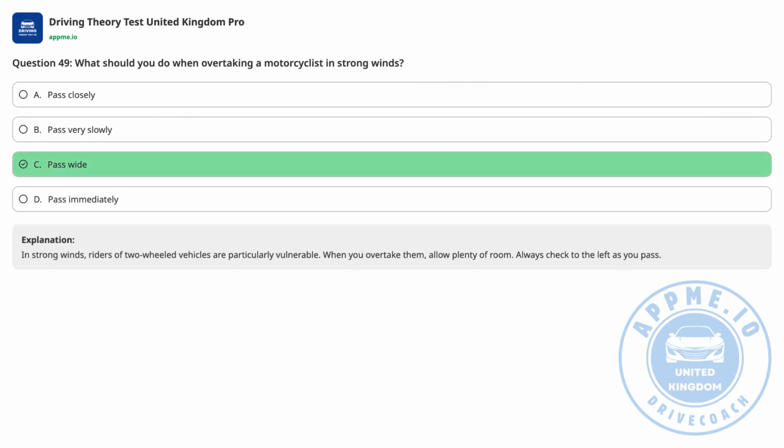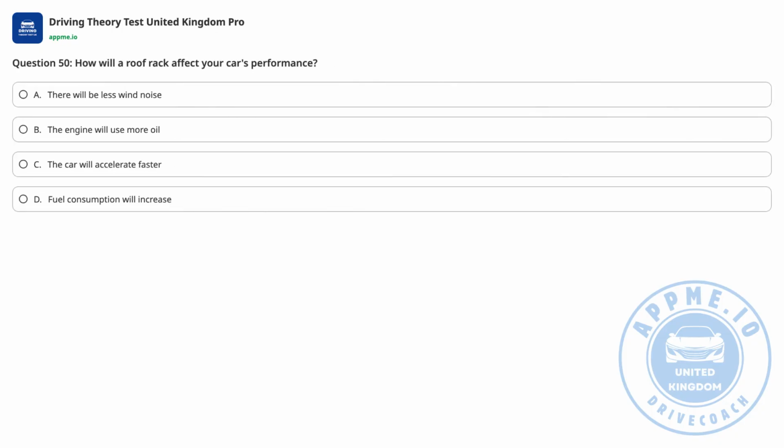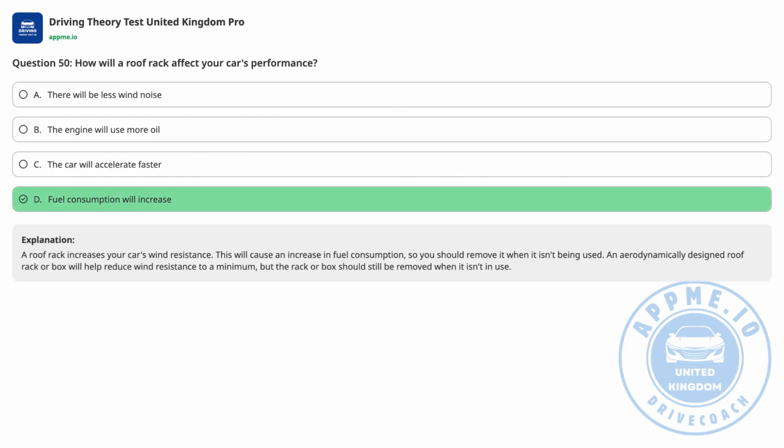The correct answer is C. Question 50. How will a roof rack affect your car's performance? A. There will be less wind noise. B. The engine will use more oil. C. The car will accelerate faster. D. Fuel consumption will increase. The correct answer is D.